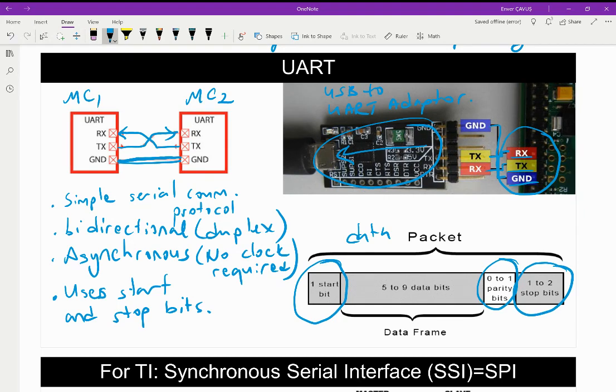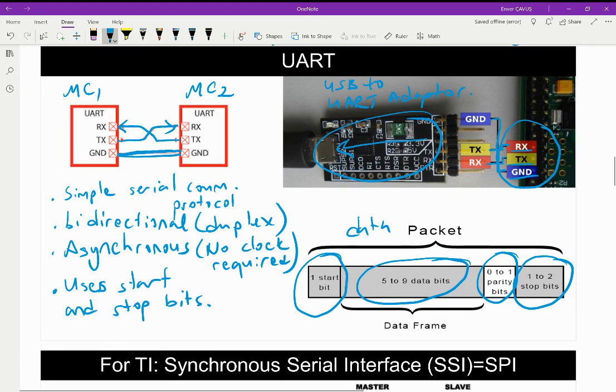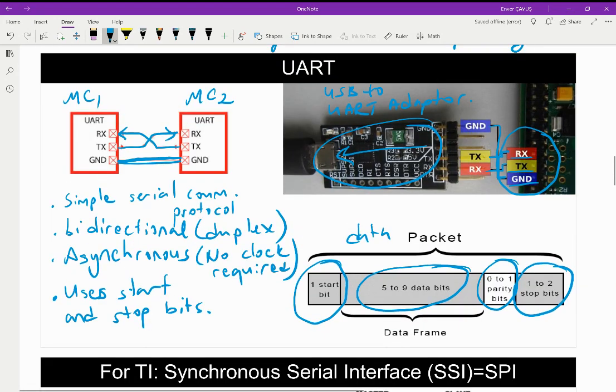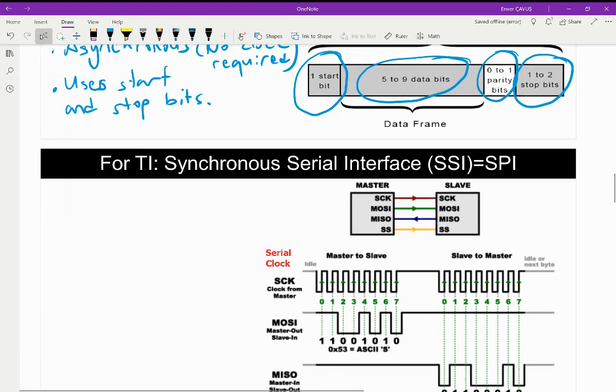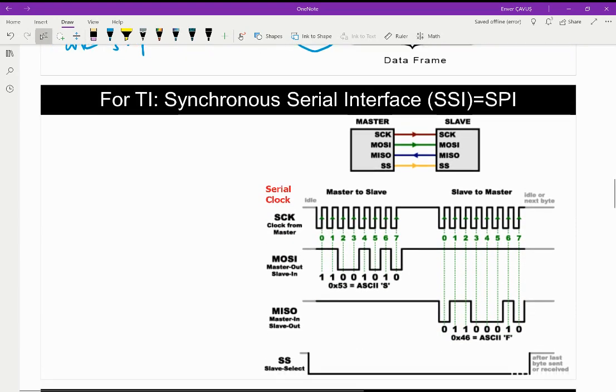So we will be using some parity bits for error checking. So these are our data bits actually we are trying to send. So as I said, we will be looking at this UART in more detail in the coming lectures. So we briefly review now.